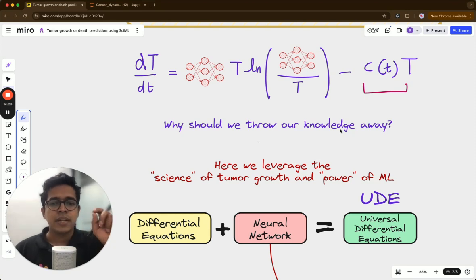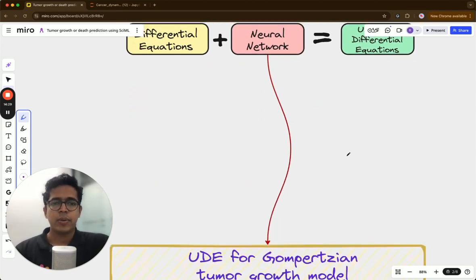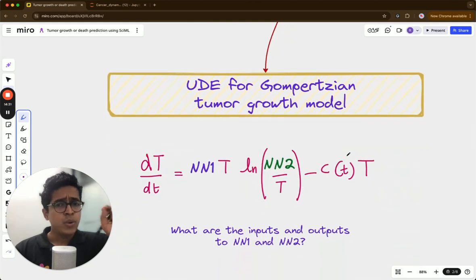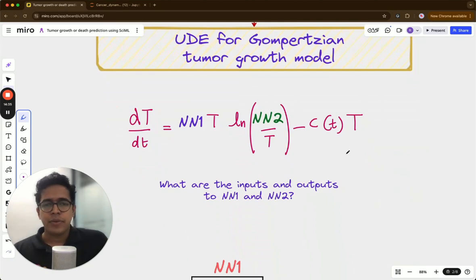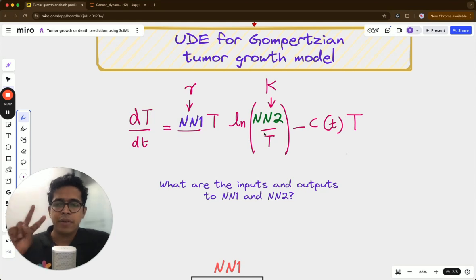We are also using differential equations here. So that is why this is called UDE. So here we have a question. In the UDE for the Gompertzian tumor growth model, we have two separate neural networks, right? The first term, which was R, is now replaced by this NN1 term. The other term, which was K, is now replaced by the NN2 term. So NN1 and NN2 are two different neural networks.